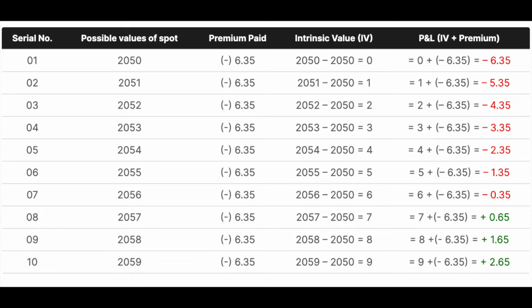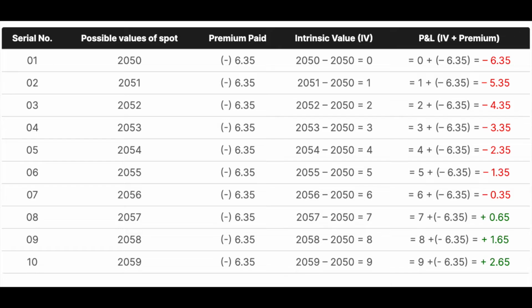As you notice from the table, the buyer suffers a maximum loss, 6 rupees and 35 paise in this case, till the spot price is equal to the strike price. However, when the spot price starts to move above the strike price, the loss starts to minimize. The losses keep getting minimized till a point where the trade neither results in a profit nor a loss. This is called the break-even point.